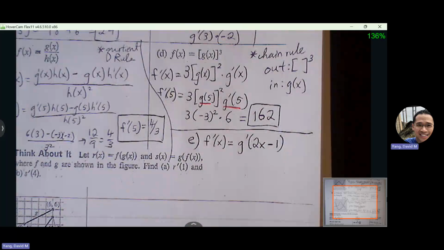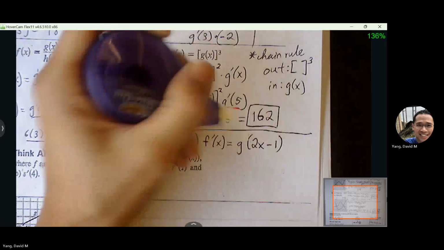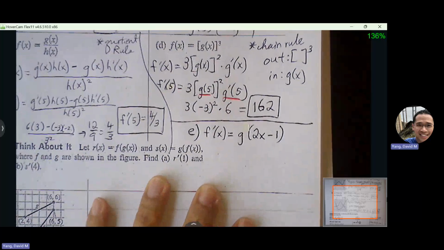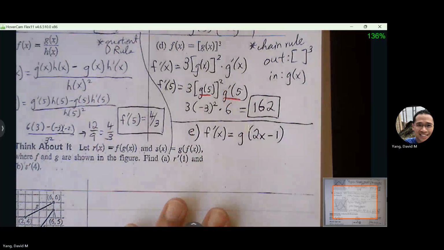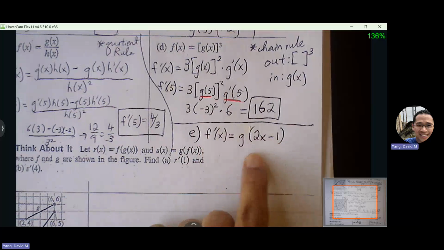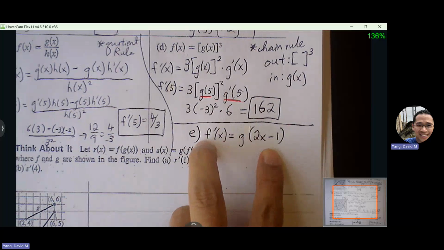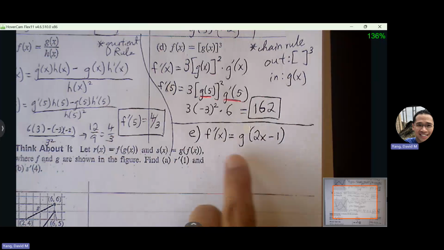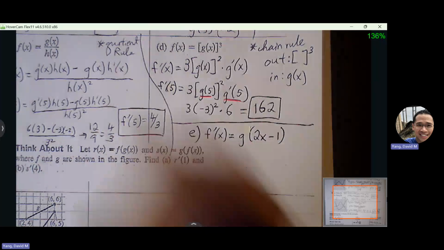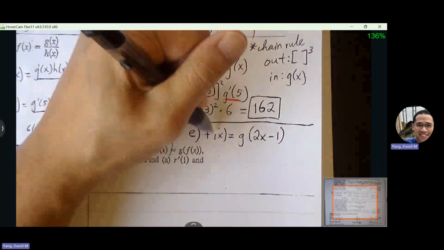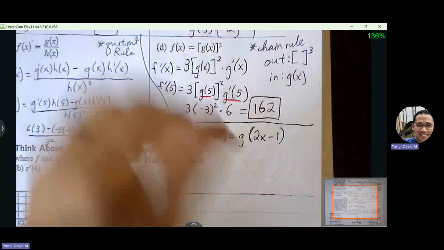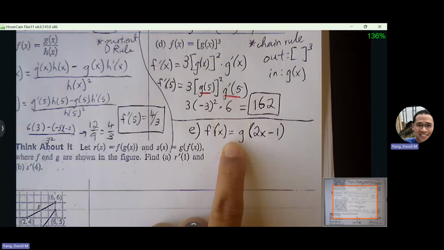Sorry, any questions with part D here? Let me flip it around where there's also a mixture. Let's say f of x is defined as g of 2x minus 1. Can you copy that down? Call that part E.